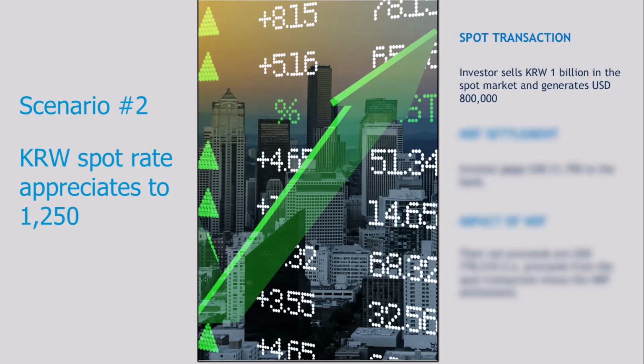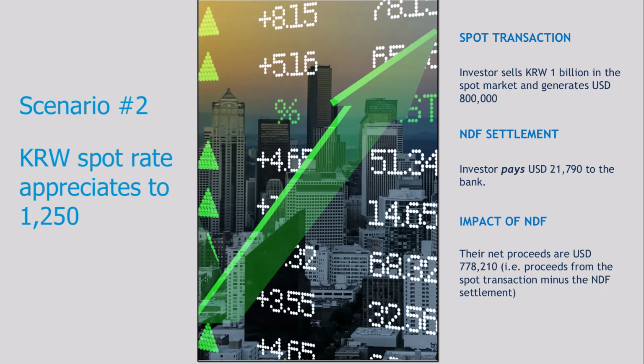In our second scenario, we'll have a look at a situation where the spot rate appreciates to 1,250. The investor receives the 1 yard of won coupon, which it sells again at the prevailing spot rate. This time, the won generates 800,000 US dollars. To settle the NDF, this time the investor has to pay 21,790 to the bank, which is the difference between the spot proceeds and the agreed amount locked in by the forward. This ensures that the net proceeds from the spot sale and the NDF settlement totals 778,210.